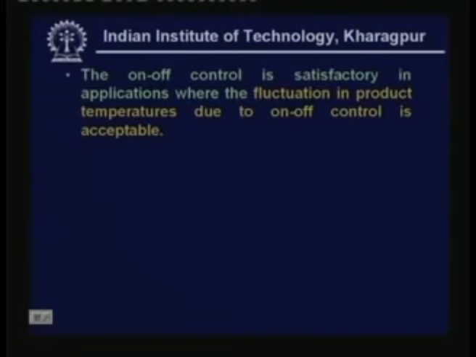Now, this is the principle of on-off control. Where do we use on-off control, and what are the advantages and disadvantages of this control? The on-off control is satisfactory in applications where the fluctuation in product temperature due to on-off control is acceptable. Whenever you are using cycling or on-off control, there will definitely be a temperature fluctuation inside the refrigerated space. If this temperature fluctuation is acceptable and no harm takes place even if the temperature varies, then you can use this on-off control.